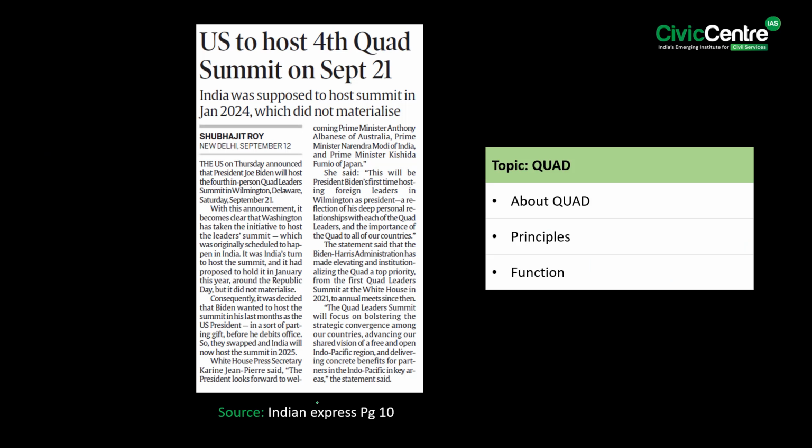Moving ahead to the next article, the US announced that President Joe Biden will host the 4th in-person Quad Leaders' Summit in Wilmington, Delaware on September 21st.